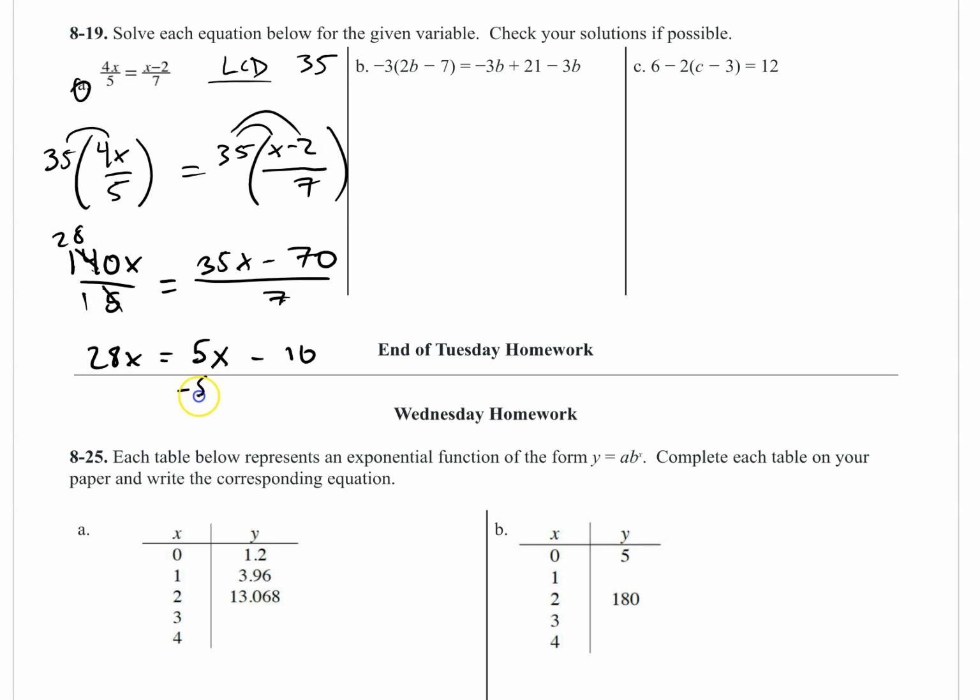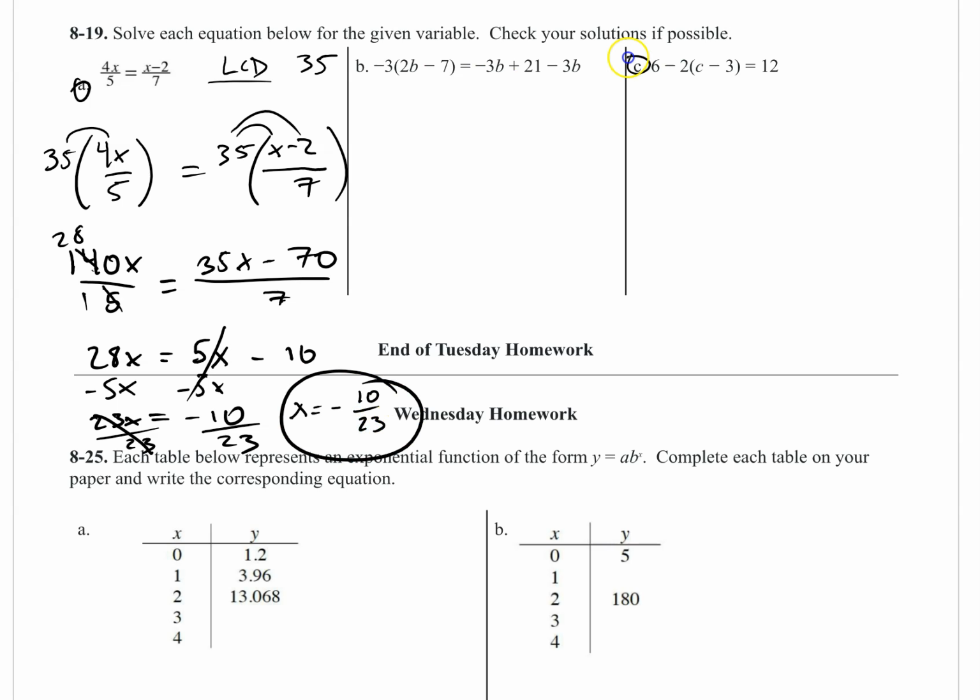Alright. So we take away 5x from both sides to get all the x's together on the left hand side. 28 minus 5x is 23x equals negative 10. And then to finish this off, we divide both sides by the number in front of x. So x is going to be negative 10 over 23.